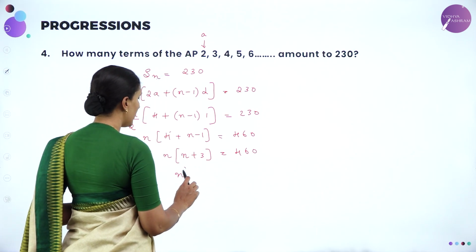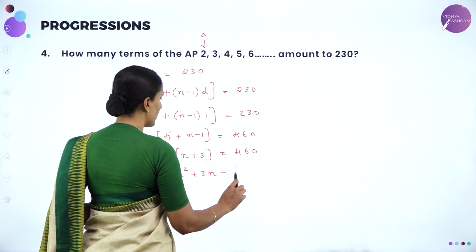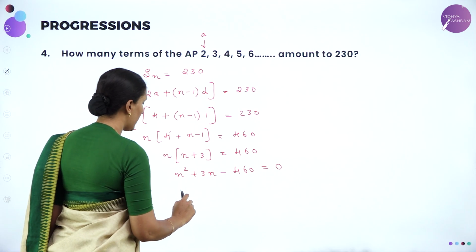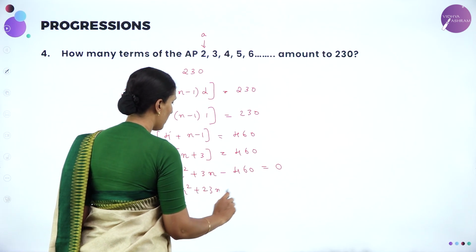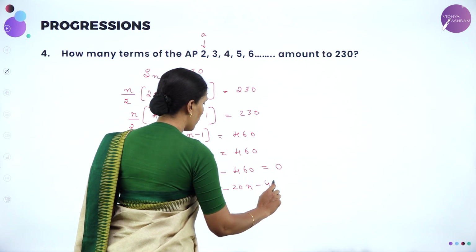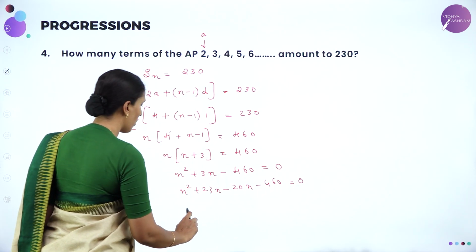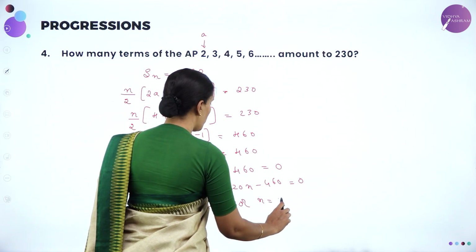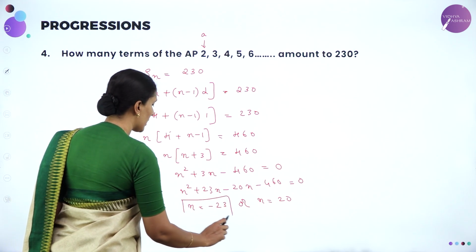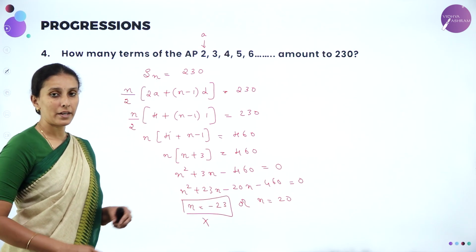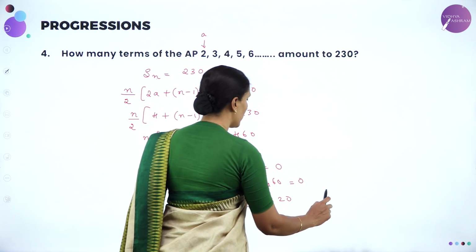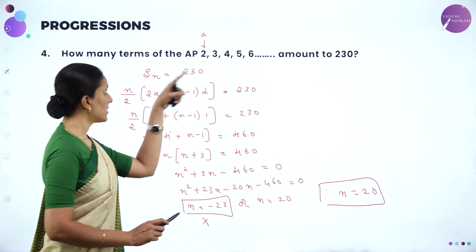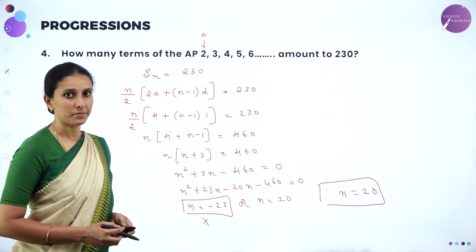Now we have n square plus 3n minus 460 is equal to 0. Now this can be written as n square plus 23n minus 20n minus 460 is equal to 0. If we solve this, we'll get n is equal to minus 23 or n is equal to 20. Now since the number of terms cannot be negative, n is equal to minus 23 is not possible. So therefore, the value of n is equal to 20. That means 20 terms sum up to the amount 230.